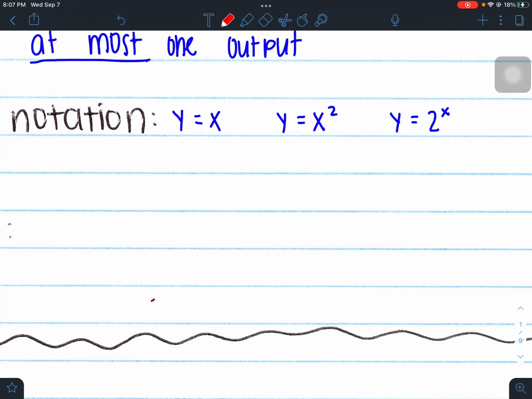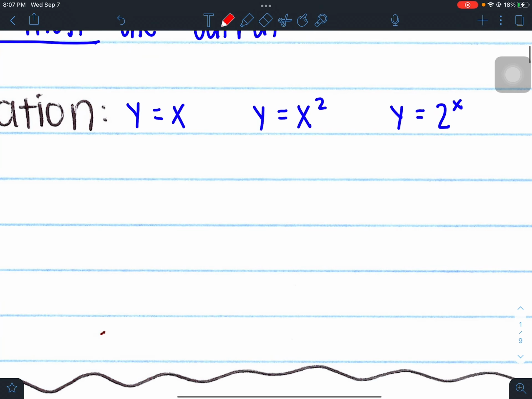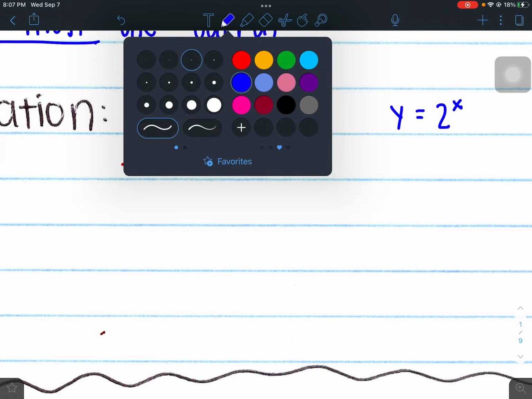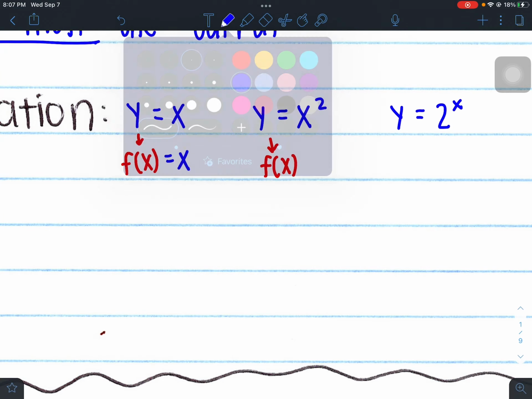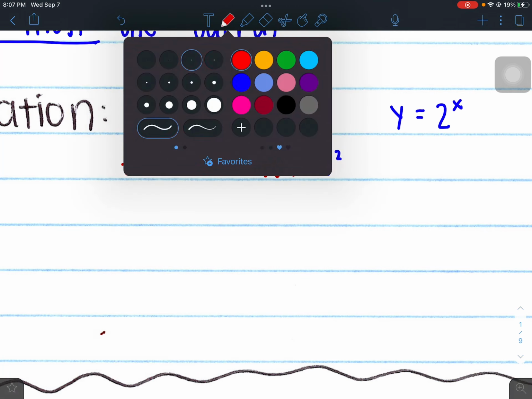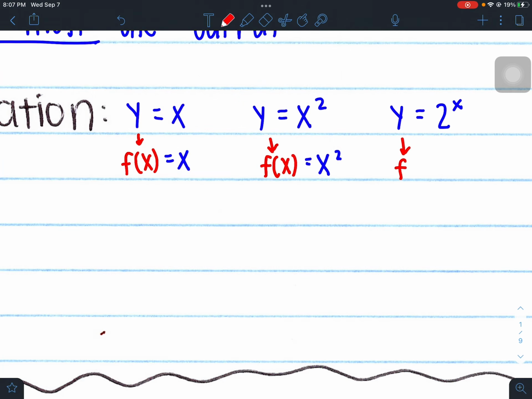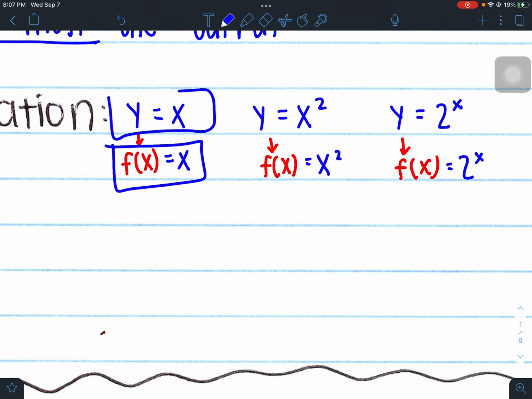Now, function notation is basically saying, okay, instead of saying y equals x, we're going to say f of x equals x. And instead of saying y equals x squared, we're going to say f of x equals x squared. And lastly, instead of saying y equals 2 to the power of x, we're going to say f of x equals 2 to the power of x. So what are we really changing here? We're just stating that our f of x is going to replace the y value that we had before. It means the exact same thing. It's just that instead of saying y, we're going to use f of x.